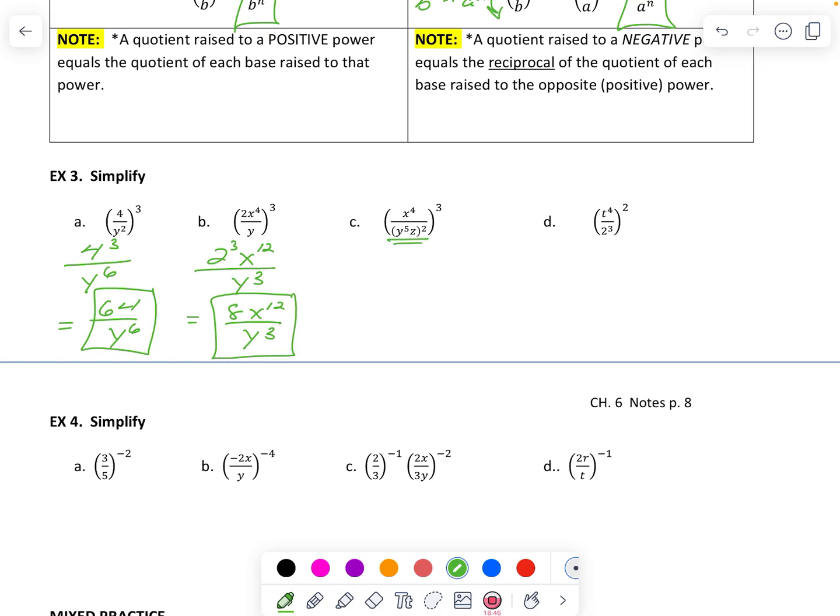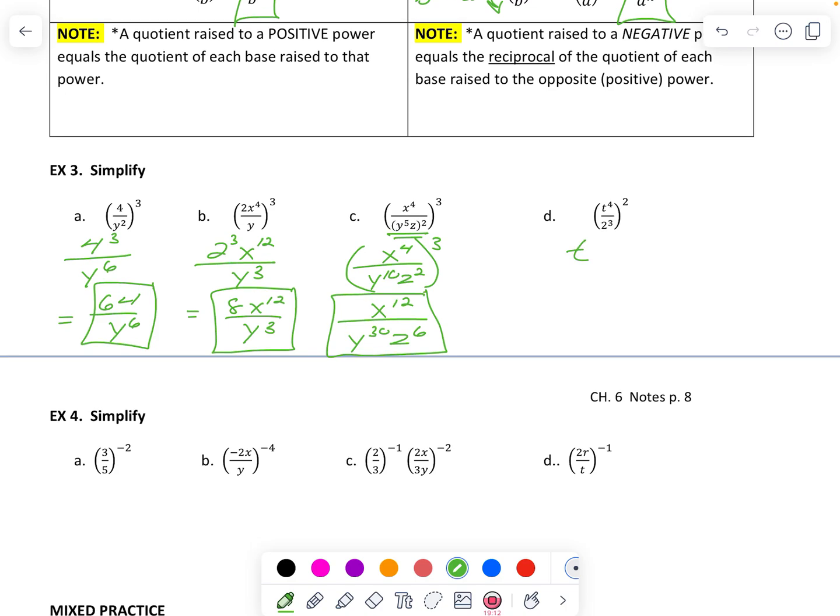Let's clean this up first. So this is going to be, let's just rewrite it first. x to the 4th over y to the 10th, z to the 2nd, now all raised to the 3rd power. So my final answer is going to be x to the 12th over y to the 30th, z to the 6th. And this one's going to be, let's see, t to the 4th over 8, all to the 2nd power, which would be t to the 8th over 8 times 8 is 64.